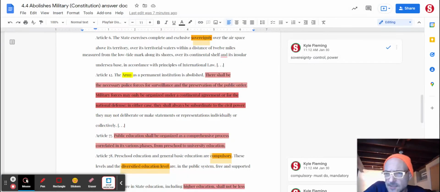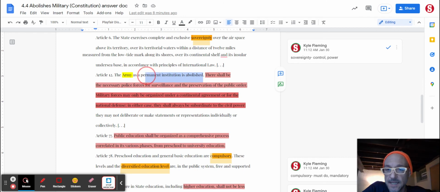Okay. Oh, good. I see the Army. Article 12. The Army. The Army. All right. So, yellow, that's a group of people. I'm definitely highlighting that. The Army as a permanent institution is abolished. Oh, my. You know what? I'm going to also highlight that. I'm going to go to here so that we can see that that's pink.